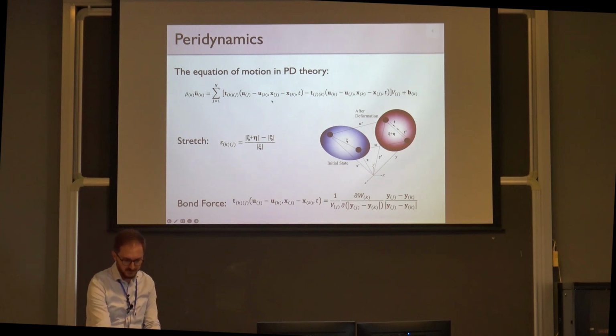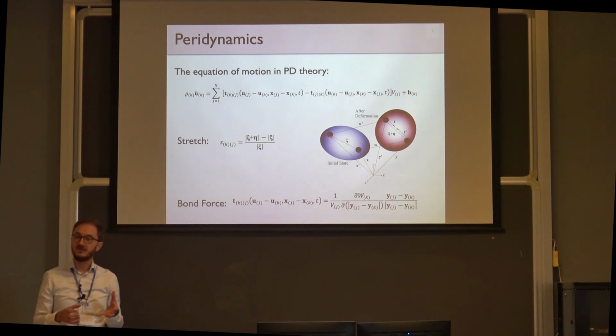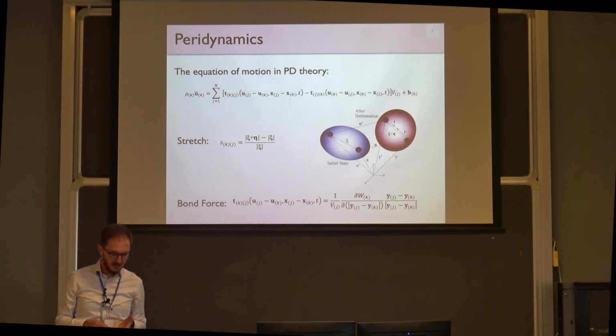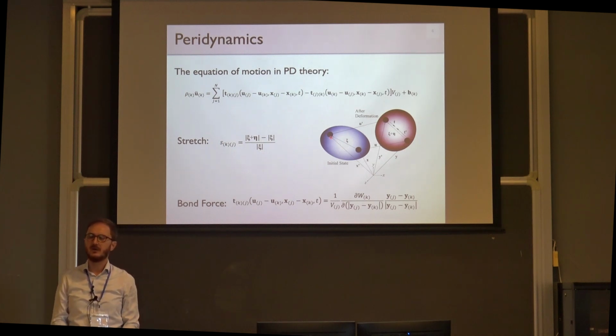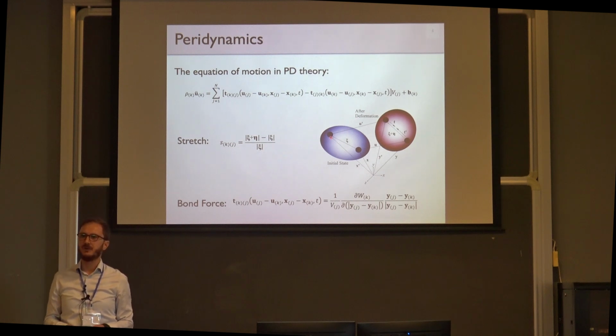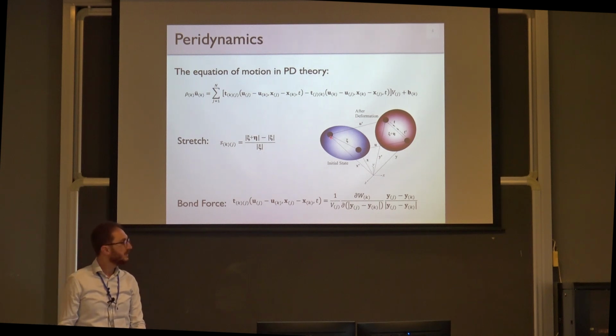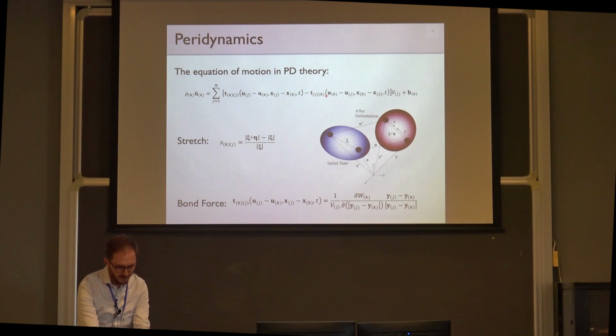You see that there is a pointer here. We have the material point X and its family members X prime, and there is a connection between them. We call them bonds. X prime is a family member of the material point inside the horizon of the material point X. U is the displacement vector, B is the body load, and rho is the mass density in this formula.